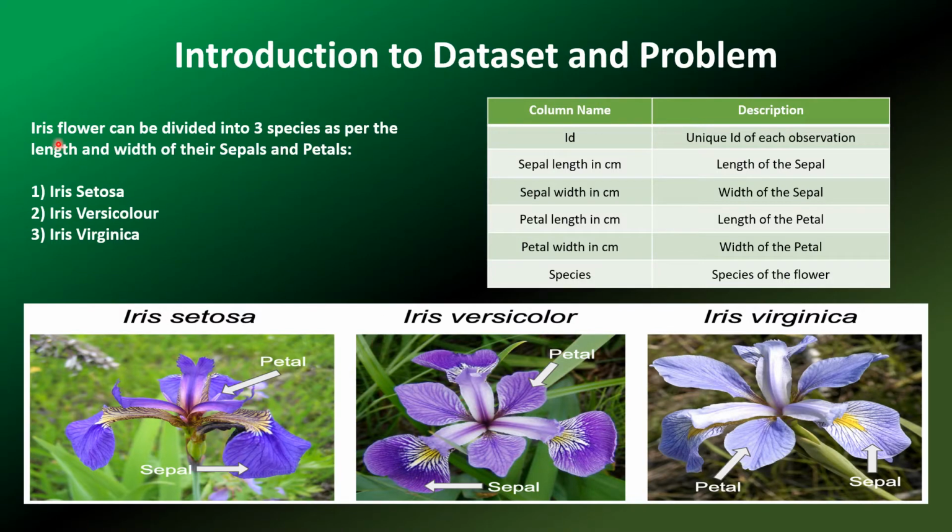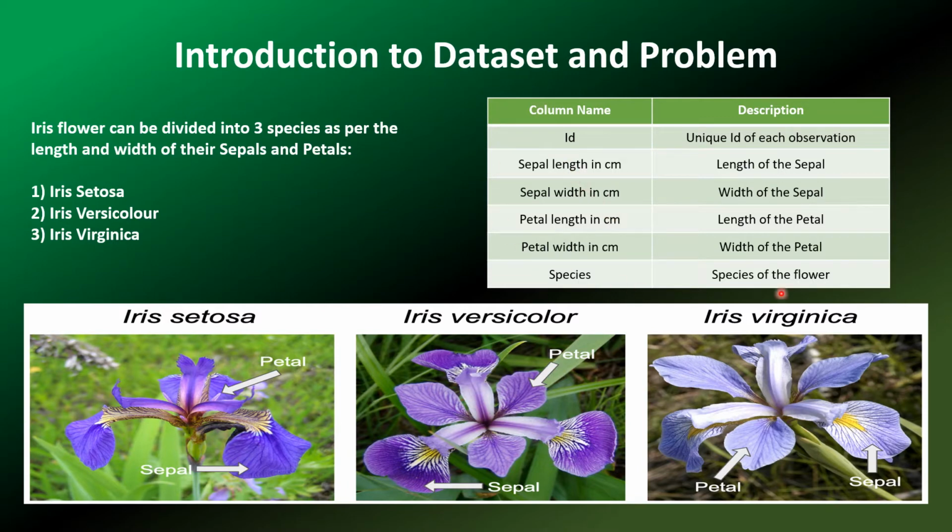Iris is a kind of flower. It has a sepal and a petal. As is clearly seen in the diagrams, depending on the length and the width of these two, the flower is categorized into three categories. The first one is Iris setosa, then Iris versicolor, and Iris virginica.